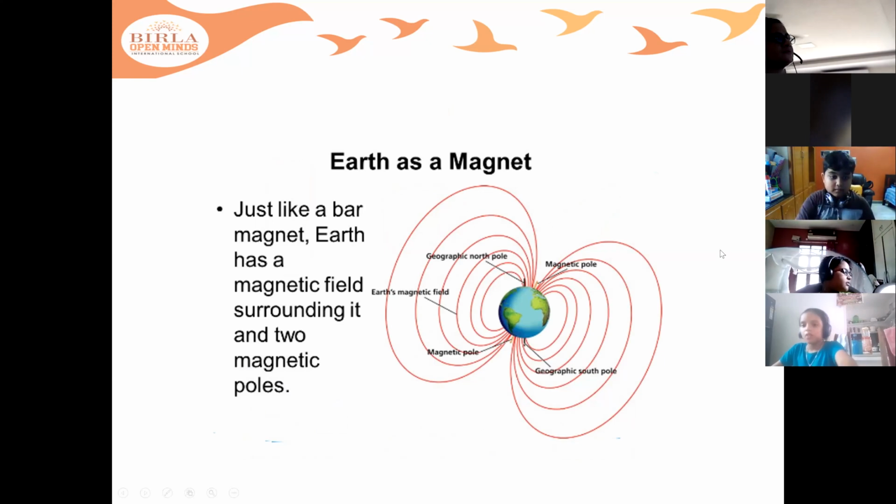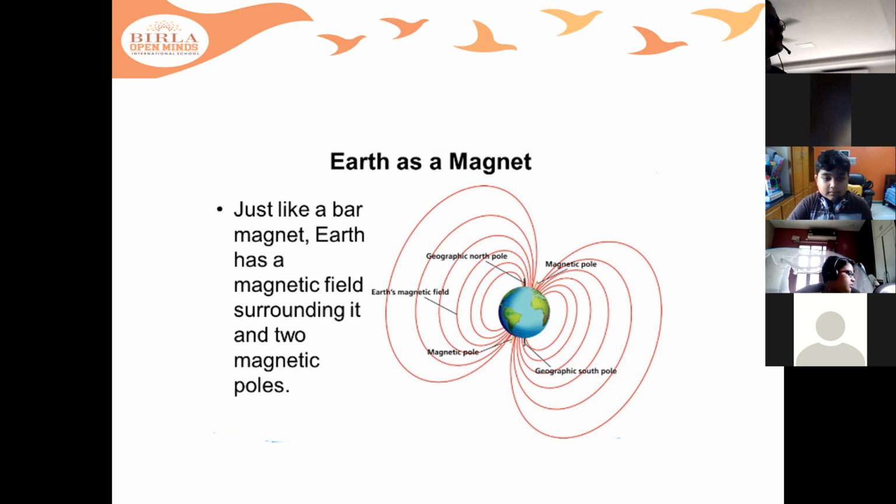Ma'am, the Earth has north and south poles. Yes. How can you prove that Earth has a magnetic field? An example where it can be used, by whom it will be used. How can you prove that? Ma'am, compass. Yes, by compass.